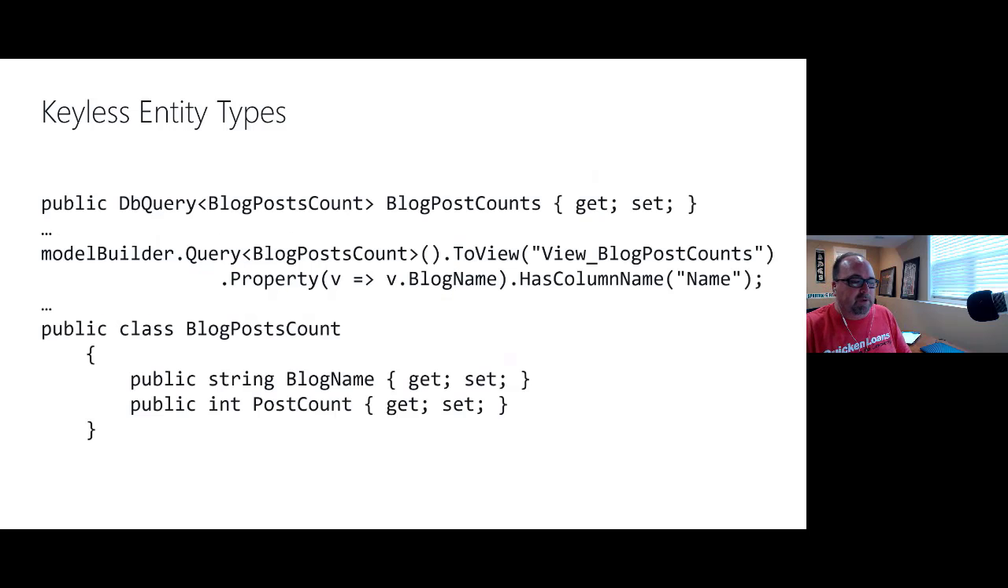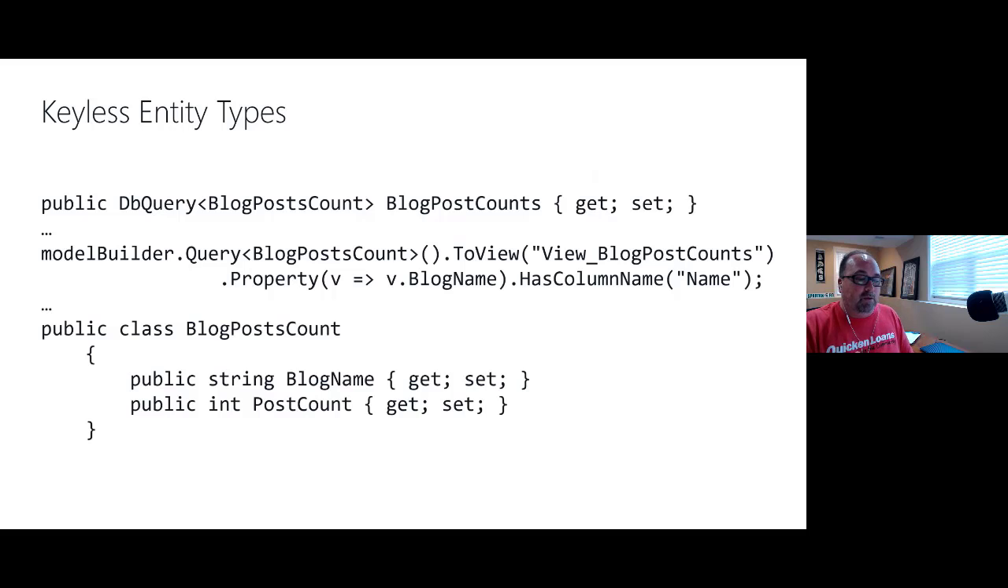that we can still use using the keyless entity types. So how we use those is, we'll take a look at the code, but in the first line, the public DbQuery, that would be what you would add if you were adding some views into an existing DbContext. You could add this DbQuery of BlogPostCount, which is an entity. It's just a class that we define, and then we would give it the name of whatever we wanted for that DbQuery. And then down in the model builder, we would say .Query of type BlogPostCount, and then we would say that this query maps to the view name in the database. So in this case, it's view underscore BlogPostCounts.